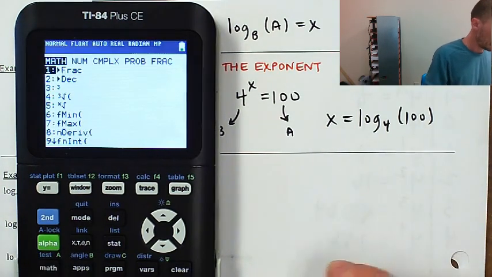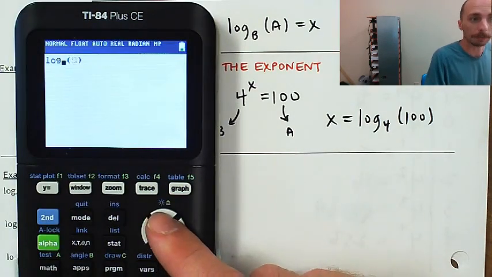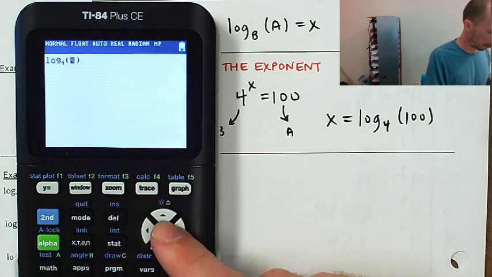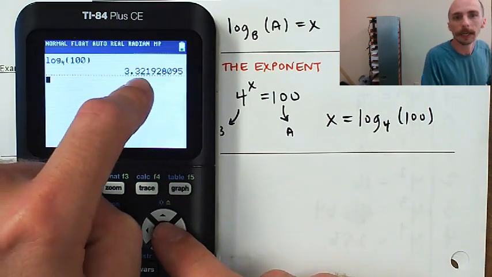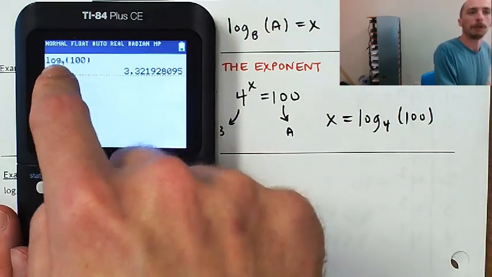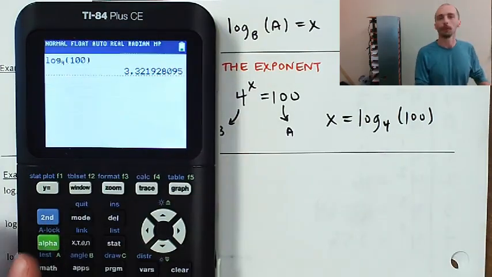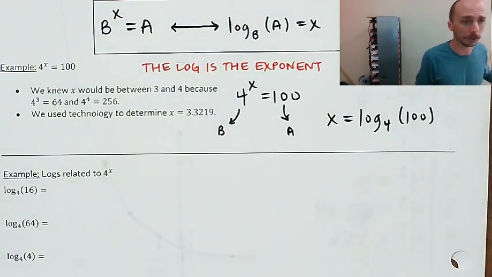You press math, and then you go up from frac to log base. You press log base 4 of 100, and then you're going to get that same number again. So I was just going to point out to you that's how that works. If you don't have that log base key, I'll show you a different way in the next lesson for you to evaluate logs on the calculator.